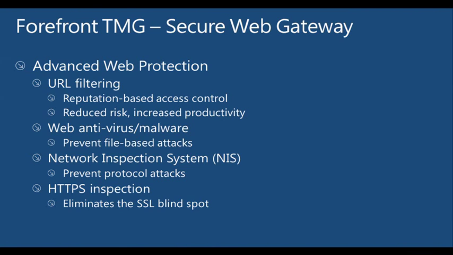Now, that's great for file-based attacks, but we also see that there are a number of attacks that are leveraged against the protocols themselves, most often against known vulnerabilities in the operating system or the applications. And the Network Inspection System, or NIS, is designed to prevent those types of attacks. It is a very low-level protocol inspection tool that functions not unlike a network capture driver that's looking at all of the traffic and looking for signs of bad things going on.